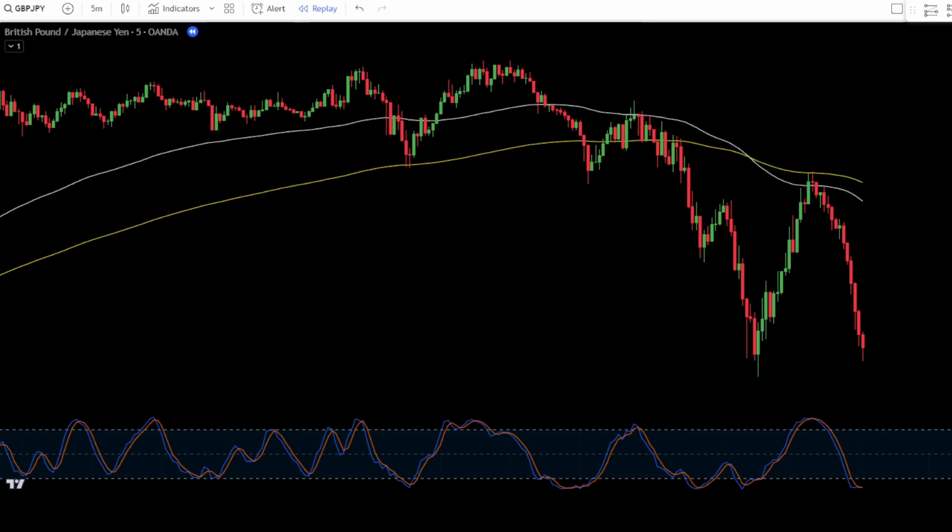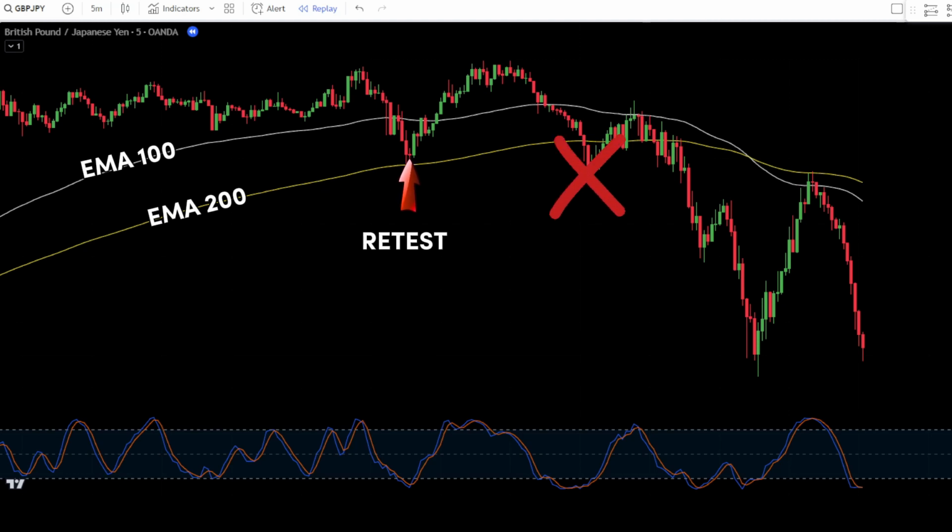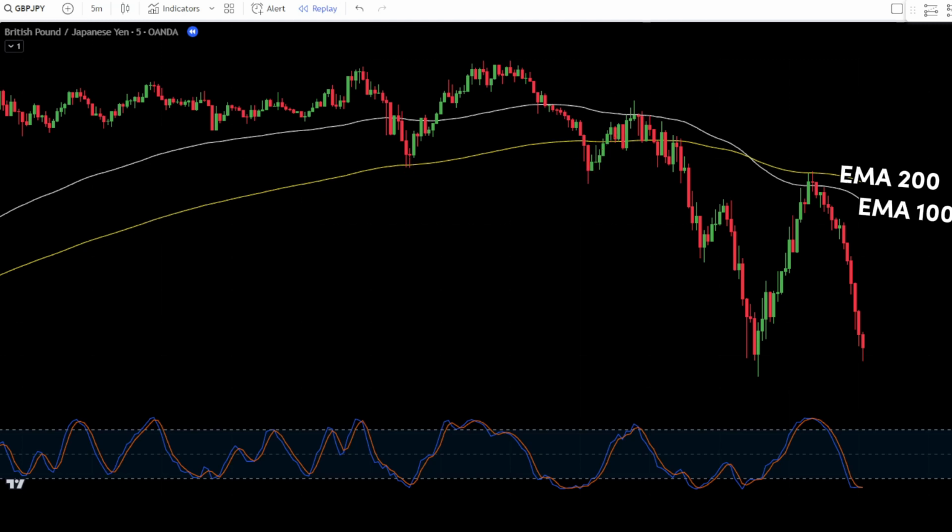To find the best points to place buy or sell orders, you need to wait for a retest on the 100 EMA line. However, make sure that during the retest, the price candlestick does not cross or close above or below the 200 EMA. Example, during a bullish trend, wait for the price candlestick to retest the 100 EMA. If the price candlestick can break or close below the 200 EMA, cancel the buy order setup. Conversely, during a bearish trend, wait for the price candlestick to retest the 100 EMA. If the price candlestick can break or close above the 200 EMA, cancel the sell order setup.